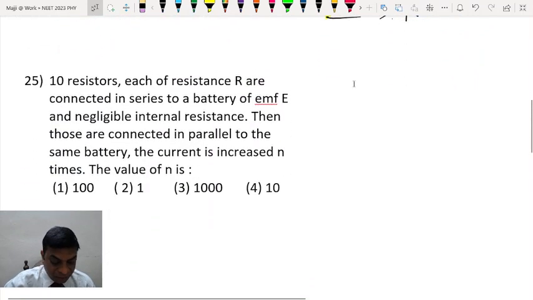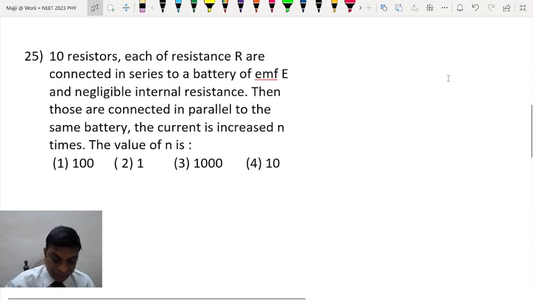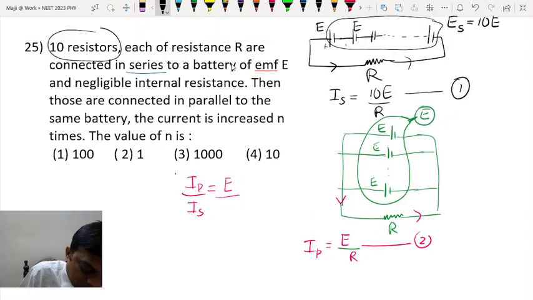10 resistors, each of resistance R, are connected in series to a battery of EMF E and negligible internal resistance. Then those are connected in parallel to the same battery. The current is increased n times. The value of n is? So initially they are joined in series. All the 10, each of resistance R.